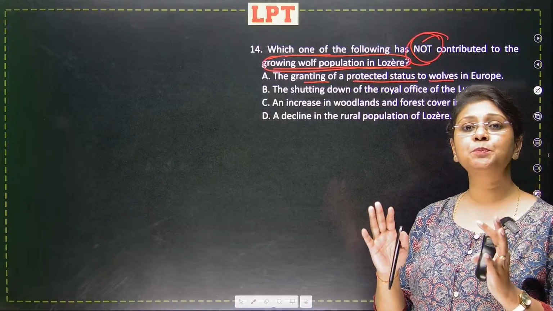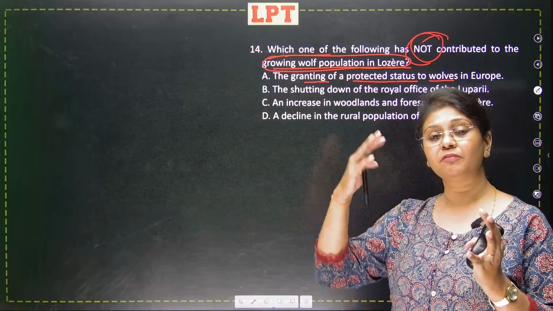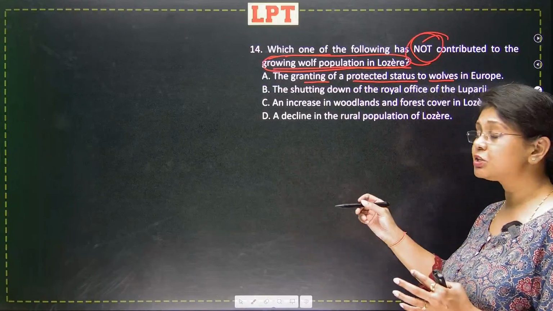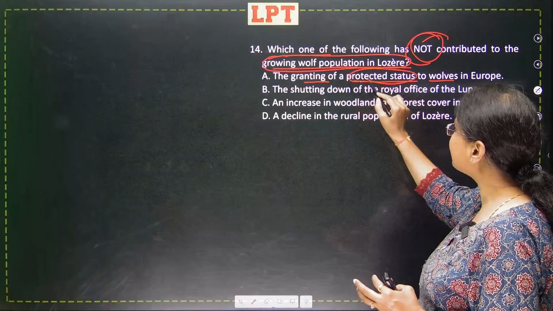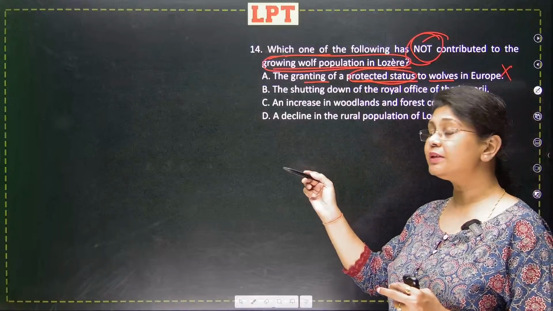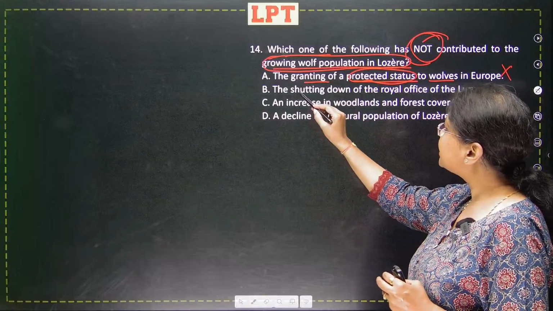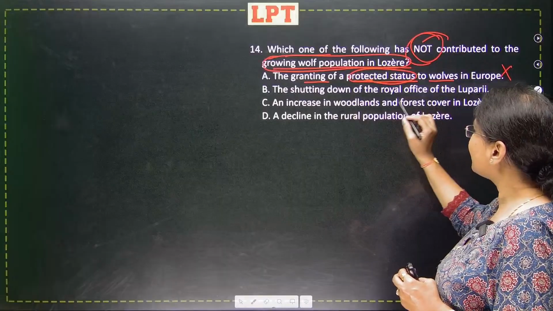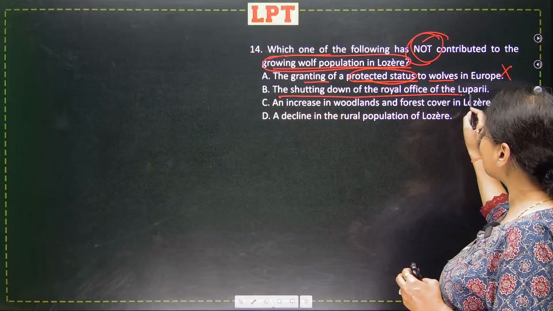Now, this has been mentioned in the passage here. If you have read the passage, you would have understood that this particular thing has been mentioned. So this cannot be the answer choice. Okay, let's read out the second option. It says the shutting down of the royal office of the Lupari. We will just come back to this one.